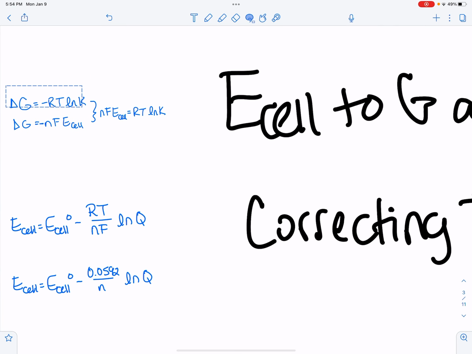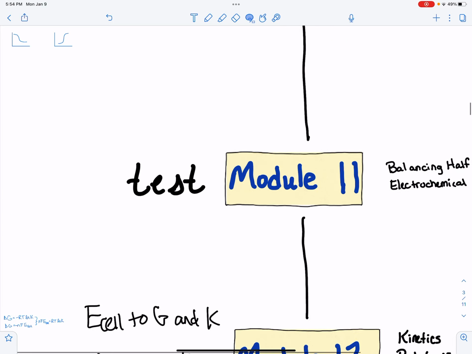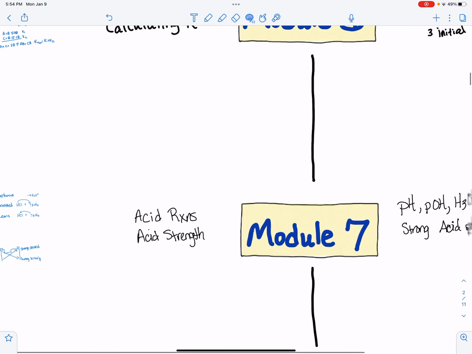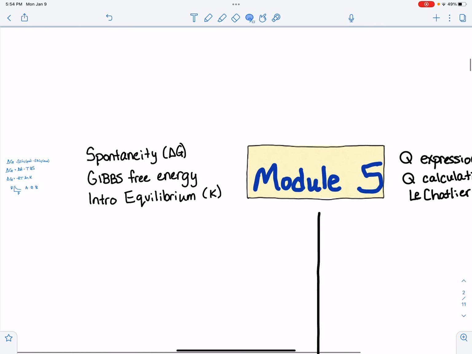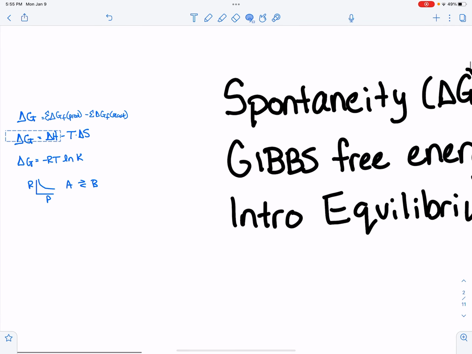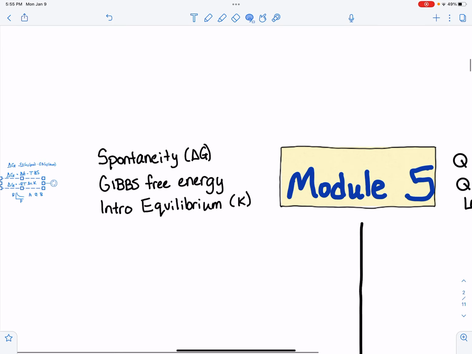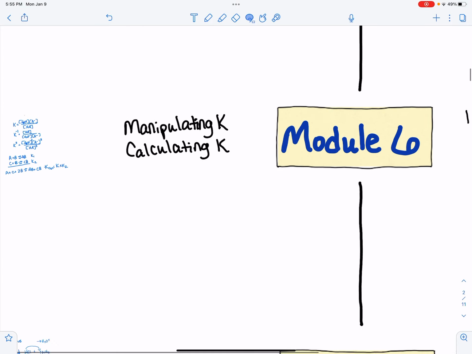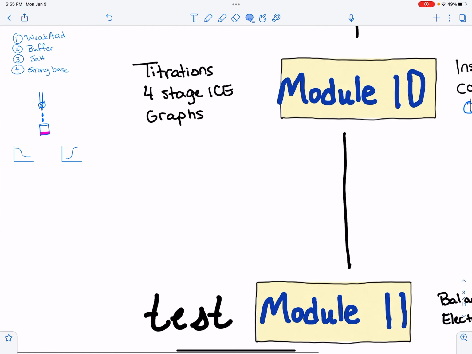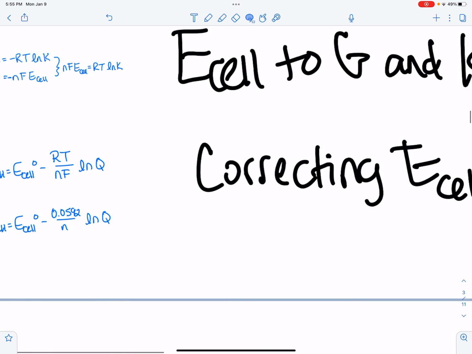You actually already know this equation. You learned that one way back. Let me find it. Over here. So you already learned, sorry, this one. So you already learned this back in Module 5. So not a new equation. So we're using that one.